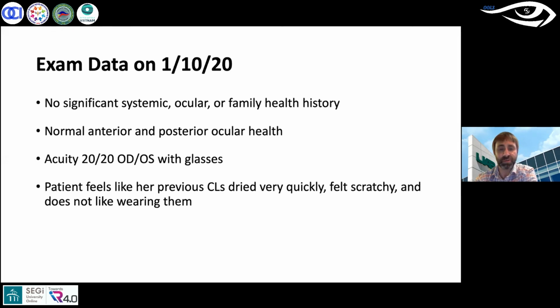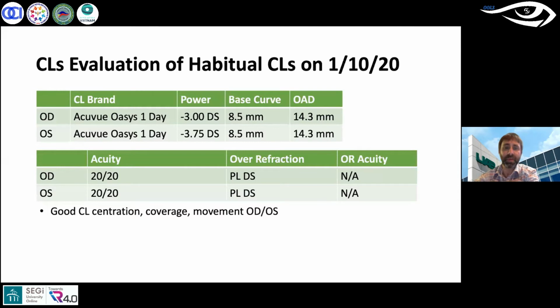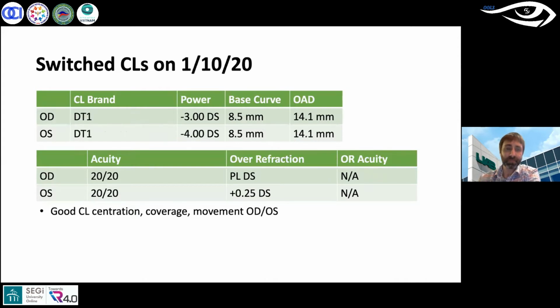But of course, she noticed that her contact lenses are uncomfortable, they feel scratchy, and she just doesn't like wearing them. So we got out some trials that day. We picked out the same ones she was wearing last year, put them on. We saw that she could see 20/20 with them, no over refraction, and that her contact lenses fit really well. They had good coverage, centration, and movement. But she hated them, so we weren't going to have her stay in them, right?